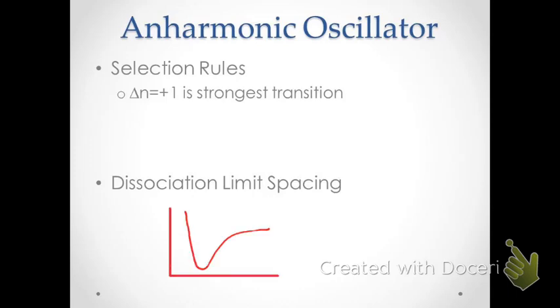The dissociation limit spacing, that is what we're talking about here, is the spacing of energy levels at the dissociation limit, shown here. Because we have above the dissociation limit no energy levels, what we call a continuum, that means the spacing between energy levels is going to be equal to 0 at the dissociation limit.